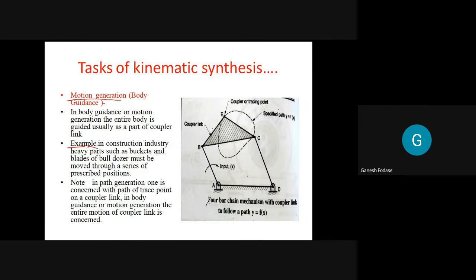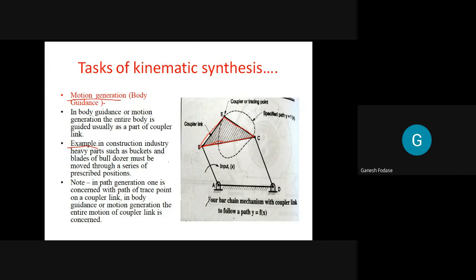For example, in the construction industry, heavy parts such as buckets or blades of a bulldozer must be moved through a series of prescribed positions. Here we are interested in the motion of the bucket. The bucket is a coupler link, let's say, one link. So we are interested in the motion of that bucket or blades, the entire motion of that link. Let's say that bucket is coupler link 3 here. We are interested in motion of this link, not motion of a point. Even though the diagram is the same, whenever we are interested in motion of the entire coupler link, that problem comes under motion generation or body guidance.